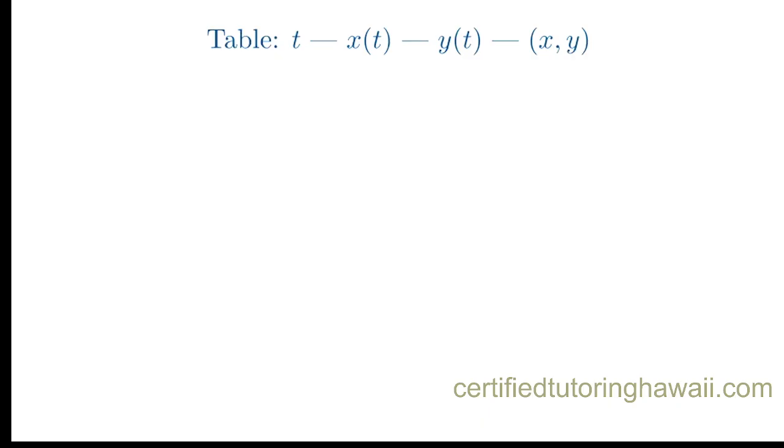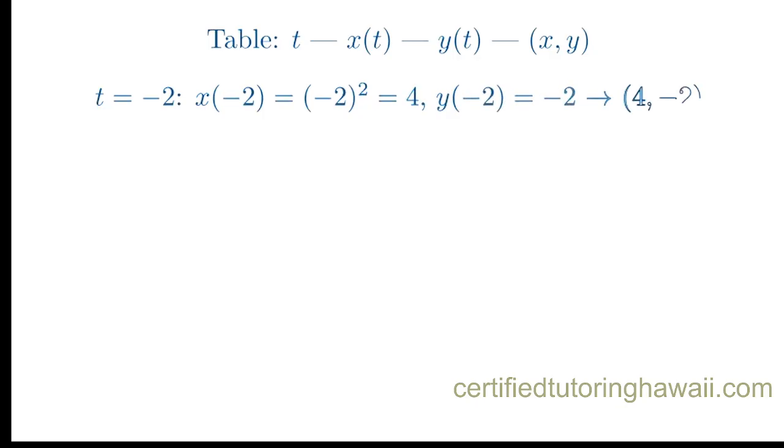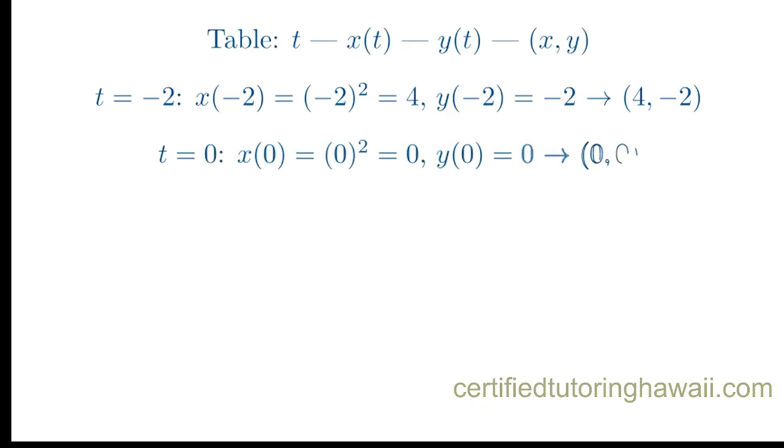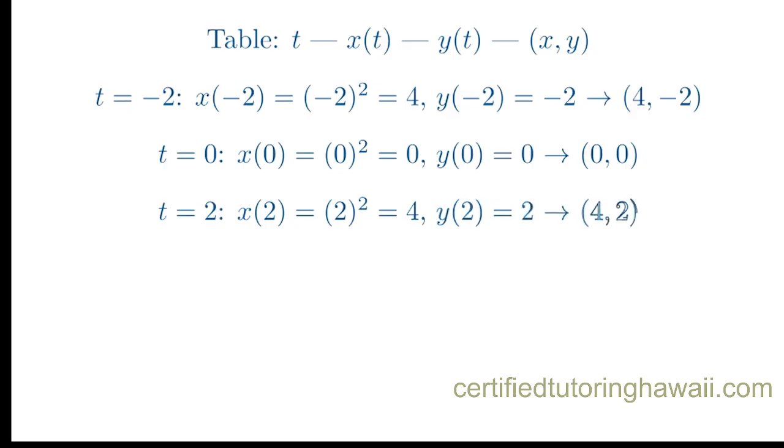Let's find the position at a few key times. First, at t equals -2. At t equals -2, x of -2 is -2 squared, which is 4, and y of -2 is simply -2, so the position is the point 4, -2. Now, let's try t equals 0. When t equals 0, x of 0 is 0 squared, which is 0, and y of 0 is 0. The particle is at the origin, 0, 0. And finally, let's see where it is at t equals 2. At t equals 2, x of 2 is 2 squared, which is 4, and y of 2 is 2. The position is 4, 2.